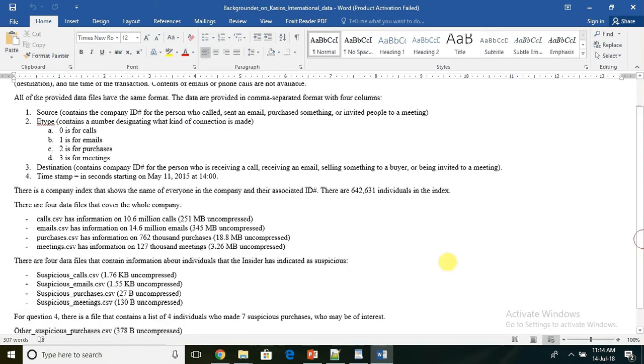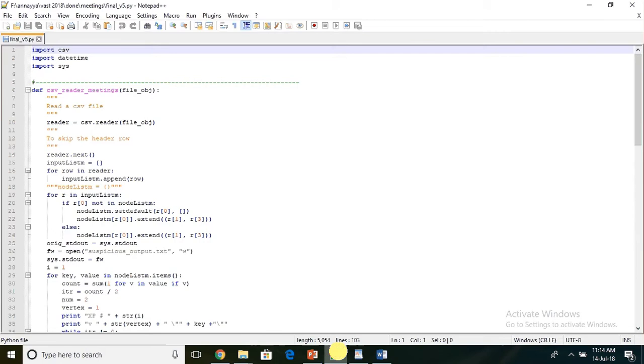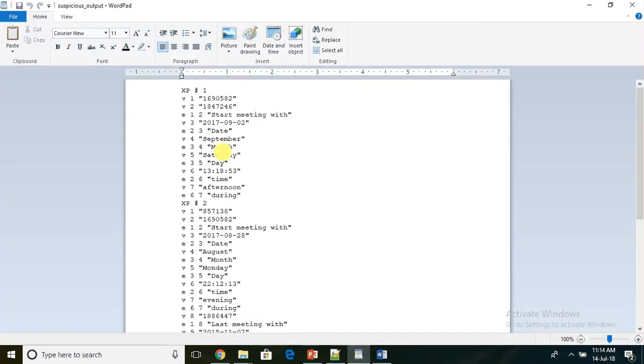To convert all these data files into a graph as input to GBAT, we use this simple Python script. The output obtained after running the Python script is a graph in the form of vertices and edges, and this graph is fed as input to the GBAT system.